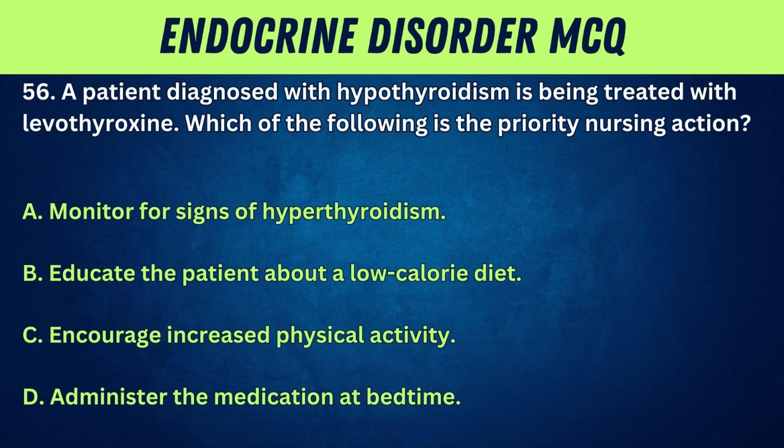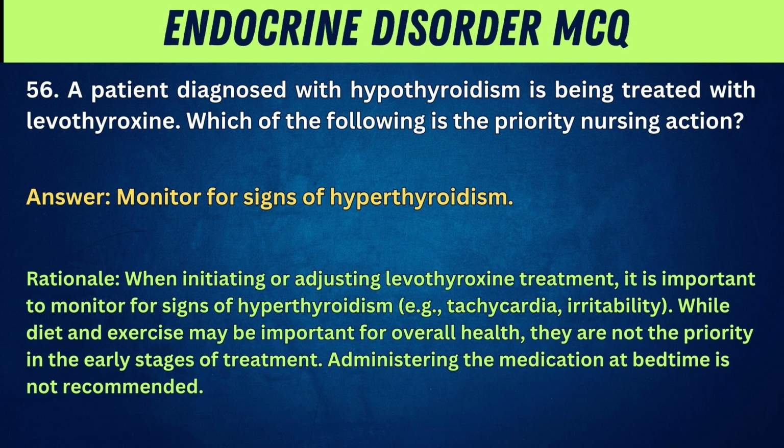56. A patient diagnosed with hypothyroidism is being treated with levothyroxine. Which of the following is the priority nursing action? A. Monitor for signs of hyperthyroidism. B. Educate the patient about a low-calorie diet. C. Encourage increased physical activity. D. Administer the medication at bedtime. Answer: monitor for signs of hyperthyroidism. Rationale: when initiating or adjusting levothyroxine treatment, it is important to monitor for signs of hyperthyroidism, e.g., tachycardia, irritability. While diet and exercise may be important for overall health, they are not the priority in the early stages of treatment. Administering the medication at bedtime is not recommended.